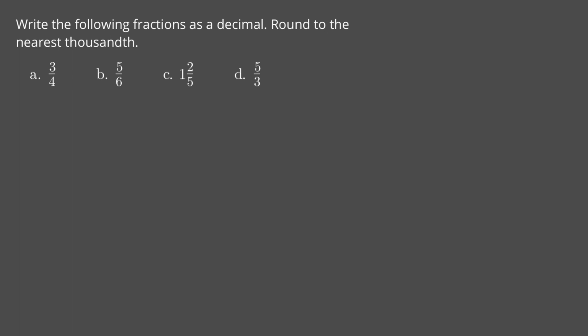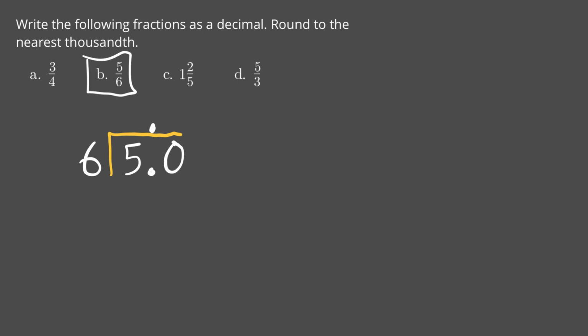For part B, we have 5 over 6. We will set up the problem in the exact same way. We will do long division, placing the numerator on the inside and the denominator on the outside. Knowing that 6 cannot go into 5, we add a decimal twice, add a 0, and now we have 6 into 50. 6 goes into 50 8 times, giving us 48. Subtracting gives us a 2.